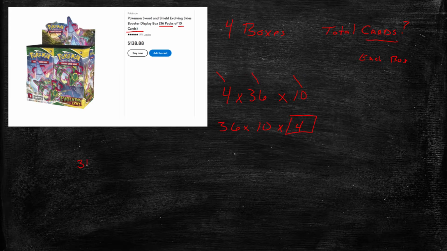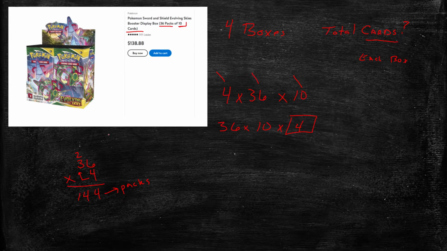Okay, so we'll start off with this one. So if there's 36 packs, I put my 4 here. How many total packs are there in 4 boxes? Okay, so 4 times 6 is 24. Bring up your 2. 4 times 3, 12, 13, 14. 144 what? Packs. But that's not what the question asked. The question wants to know total of cards.